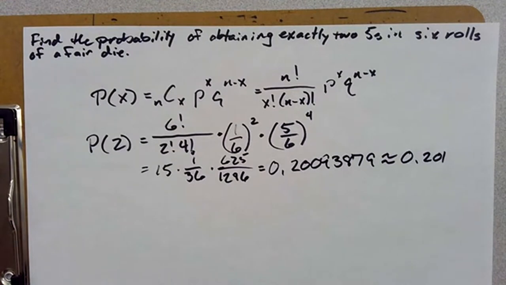Just glancing at what the book actually gives for the answer there. Yeah, they give about 0.201, and that works just fine. So there is our probability for getting exactly 2 5s in 6 rolls.